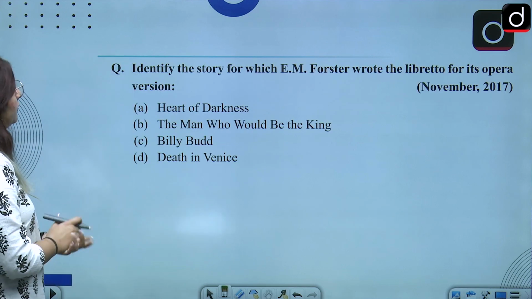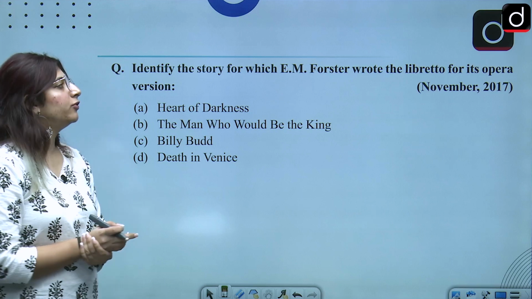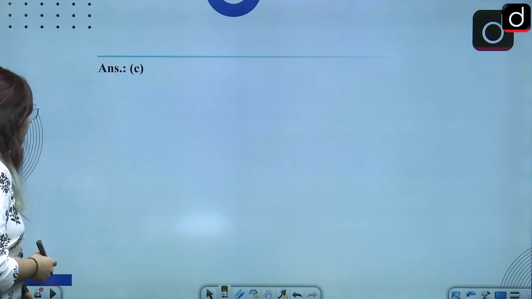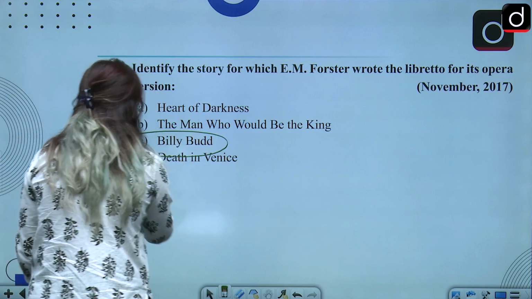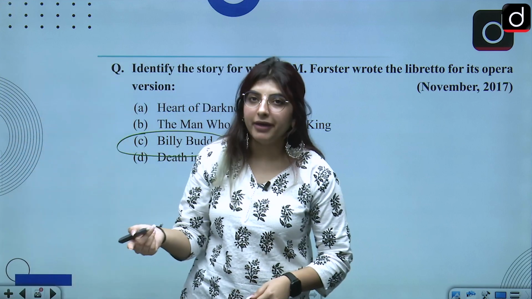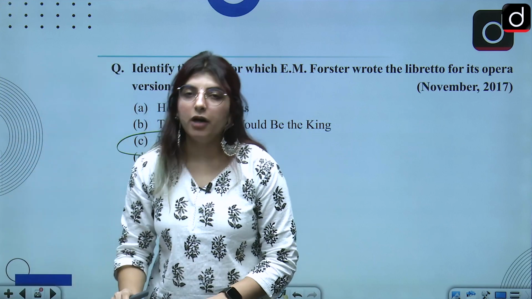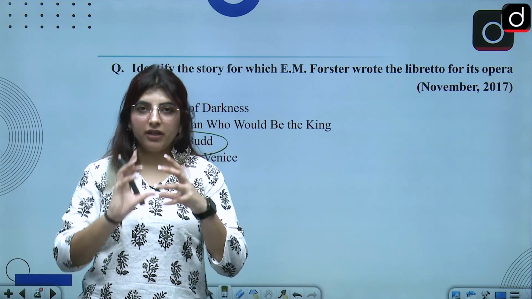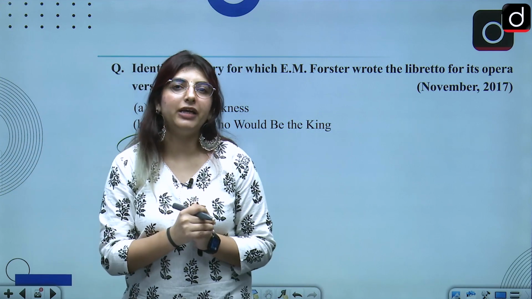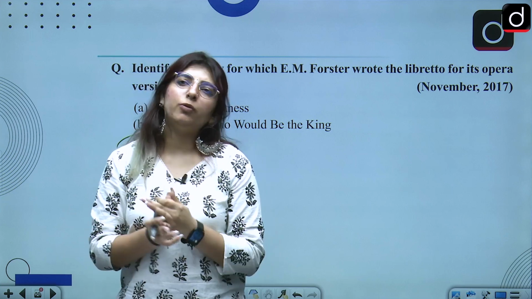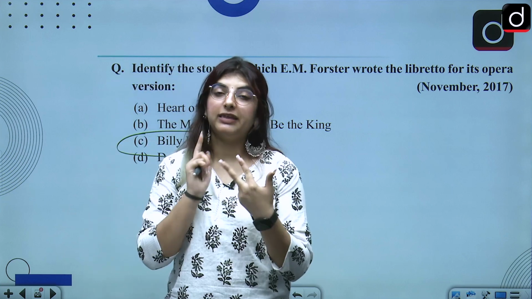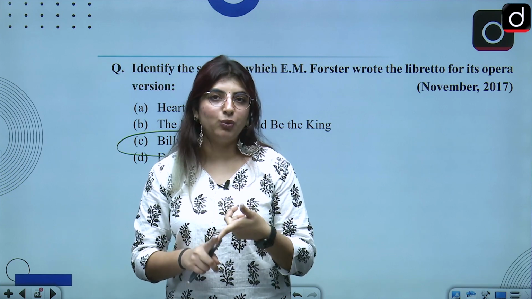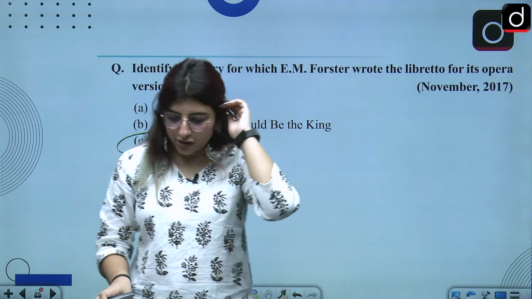Next up, next question, we have to identify the story from which E.M. Forster wrote the libretto for its opera version. The right answer is option C here, Billy Budd. Billy Budd, जो है, is the name of a novel by Herman Melville. Herman Melville has written a particular novel by the same name. So, when it comes to such questions which you are going to deal with in your question paper, इन सब चीज़ों को भी ध्यान रखिए कि A Vision of Judgment किसका है, The Vision of Judgment किसका है, A Tale of Two Tubs किसका है, The Tale of Two Tubs किसका है, right? So, let's just note down.